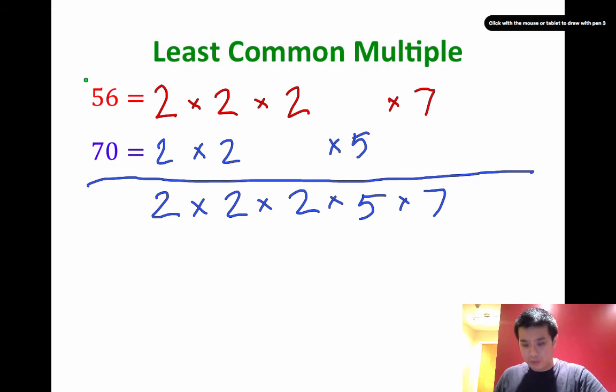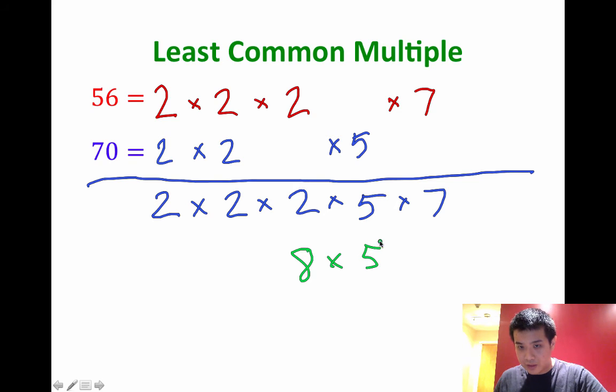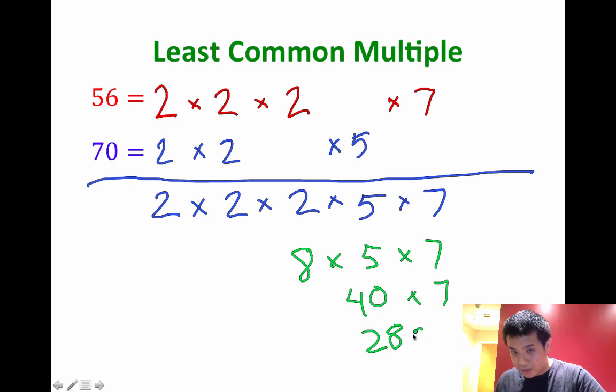Now, 2 times 2 times 2 we know is 8. So 8 times 5 times 7. 8 times 5 is 40. So we have 40 times 7. And 4 times 7 is 28. Add the 0, we get 280 as our LCM.